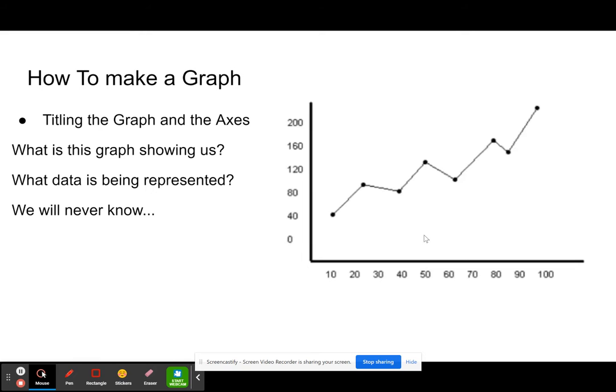So, next step is we need to title the graph and we need to title the axes. Look at this graph here on the right. What is it showing us? What data is it representing? We will never know because there are no labels on either of these axes. We have no idea what these numbers mean, what any of this is trying to tell us.